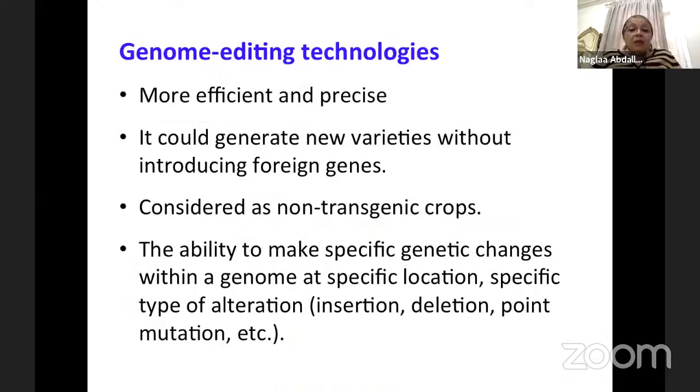So genome editing is more efficient and precise. It could generate new varieties without introducing foreign DNA. By the end, we will not have any foreign DNA. That's why it's considered non-transgenic crops. It can have different modifications like insertion, deletion, point mutation, replacement, and so on. And we expect that it will not have restricted regulation like the transgenic.